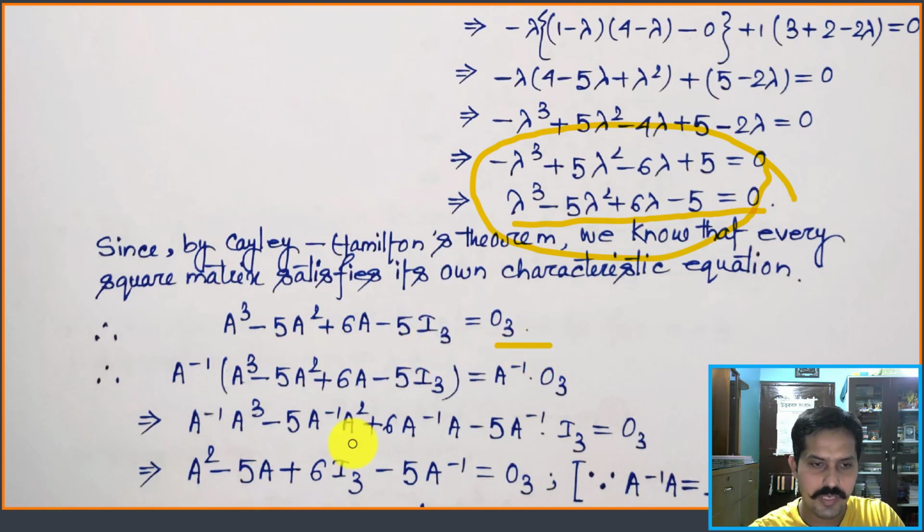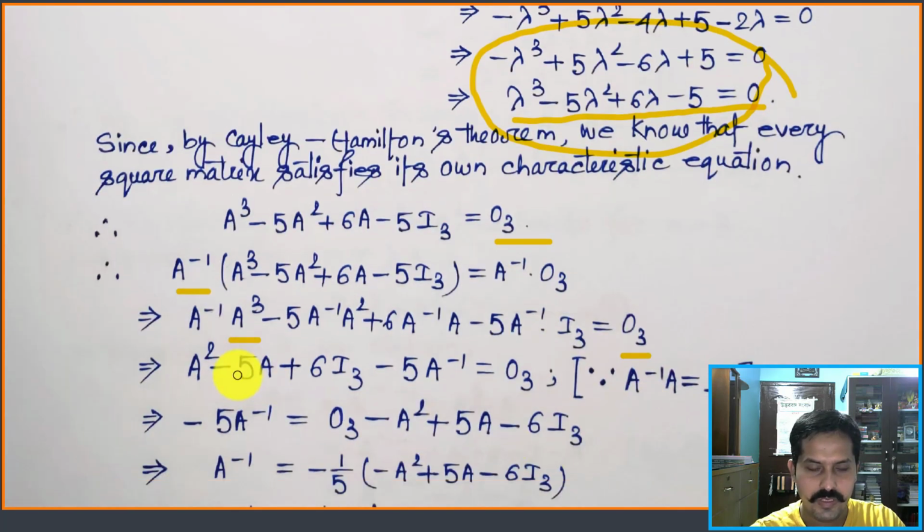Then multiplying both sides by A inverse, the result will be A inverse A cube minus 5 A inverse A square plus 6 A inverse A minus 5 A inverse I3 equals A inverse into the third order zero matrix, which will be the zero matrix only. Now this will give us A square, because we know A inverse A equals I. Minus 5 A inverse A square is A only, plus 6 A inverse A is I3, minus 5 A inverse I3 is A inverse, equals 0.